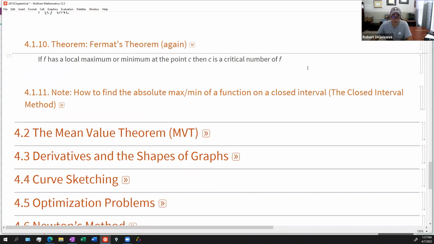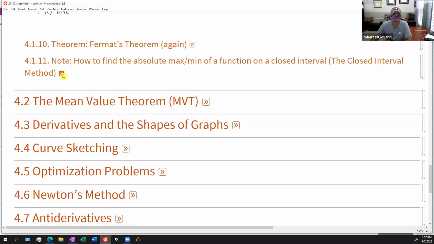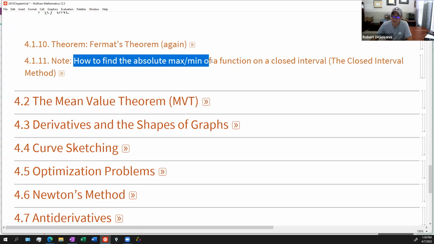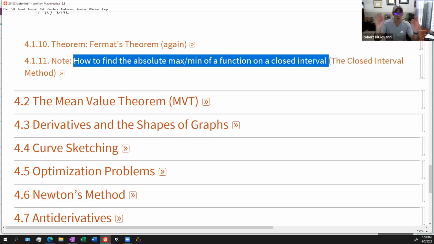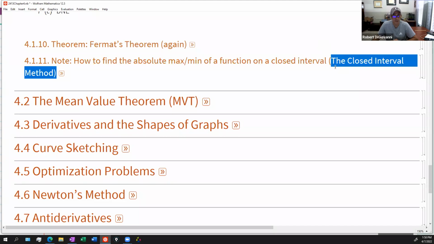All right, so let's do it. This last piece here is the biggest note of the section. If you're going to take one thing away from this, if you're just sitting there daydreaming this whole time, it's this final note. This is how to find the absolute maximum and minimum of a function on a closed interval. If I give you a function on a closed interval, how do you find its highest and lowest points? This is referred to as the closed interval method.